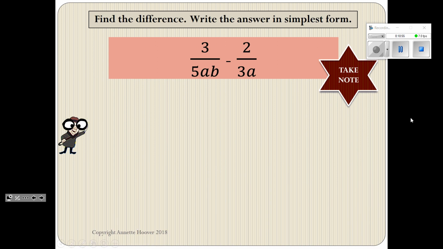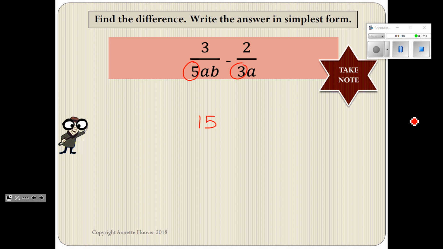Okay, here's our next one. We have denominators of 5ab and 3a. First, we look at the numbers. We have a 3 and a 5. If I count by 5s: 5, 10, 15. If I count by 3s: 3, 6, 9, 12, 15. My least common multiple is 15. So I know I'm going to have 15 in the denominator.